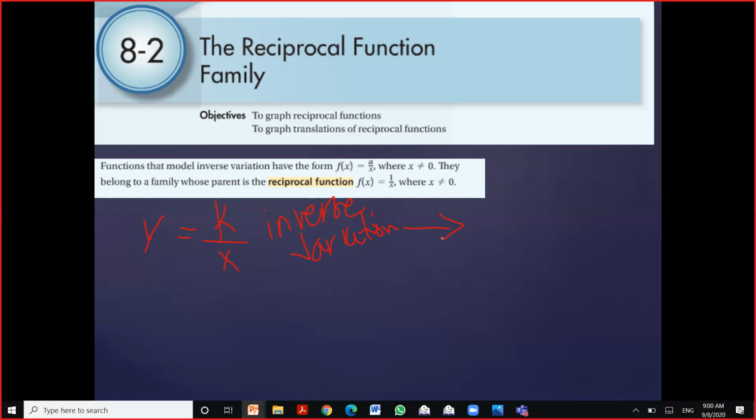Why is it a type of reciprocal function? Because it belongs to the parent reciprocal function 1 over x, just like k over x, or a over x, or 4 over x, or 1 over x. They are from the family of the parent function 1 over x. So the inverse variation is a type of reciprocal function.